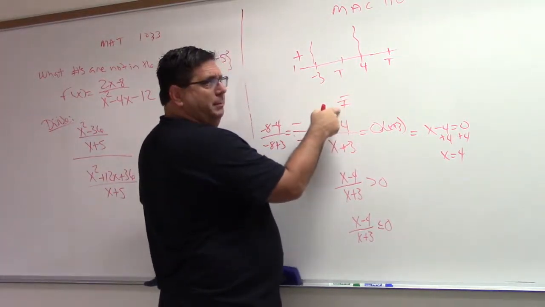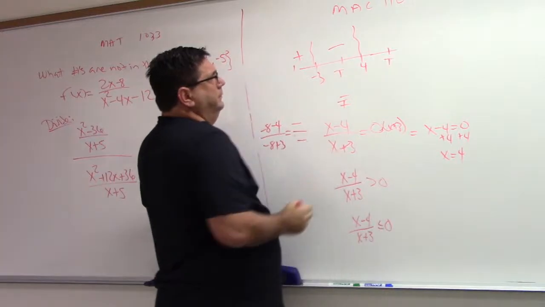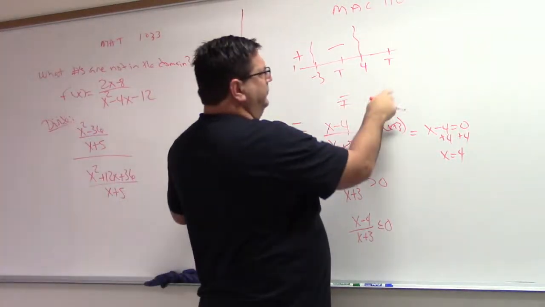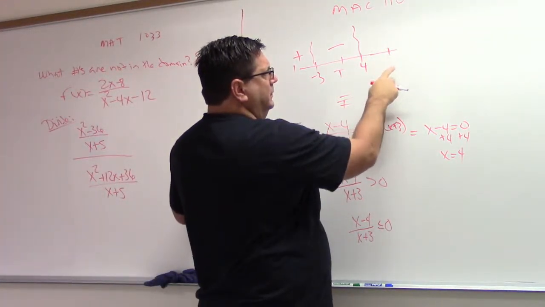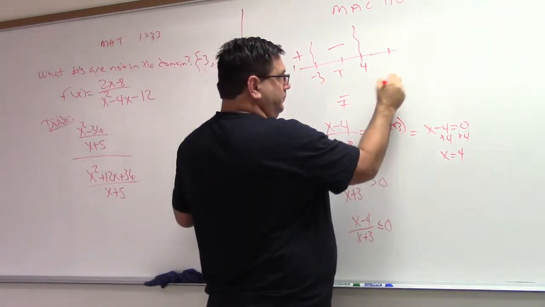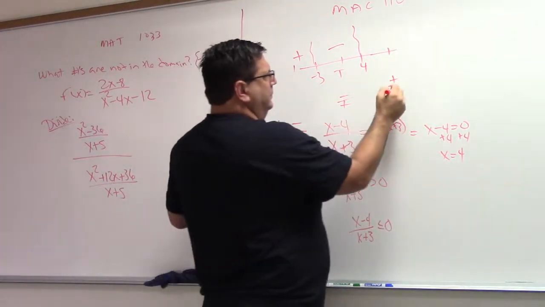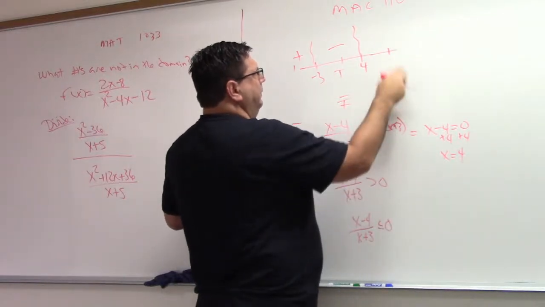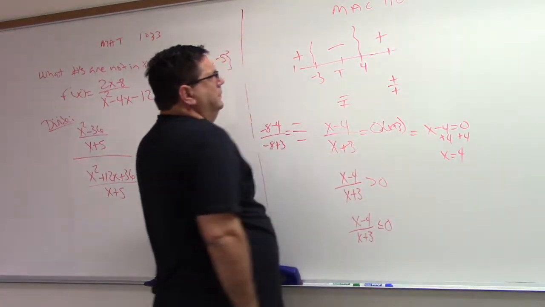Negative. Negative divided by positive is negative. Okay. Now to the right of 4, you pick a number, 6. 6 minus 4 is 2, positive. 6 plus 3 is 9, positive. Positive divided by positive is positive.